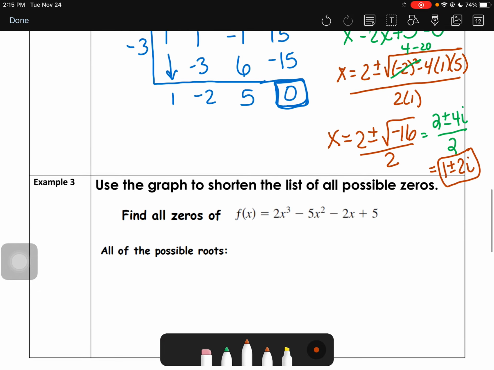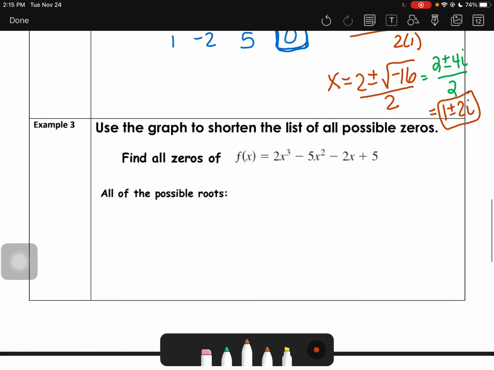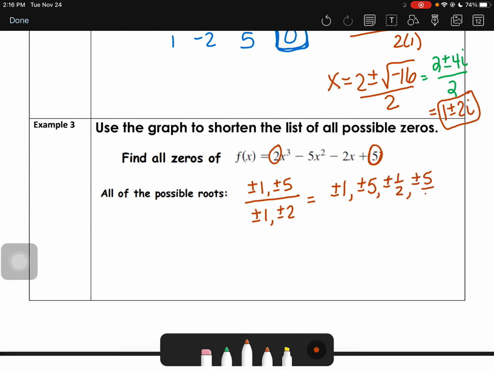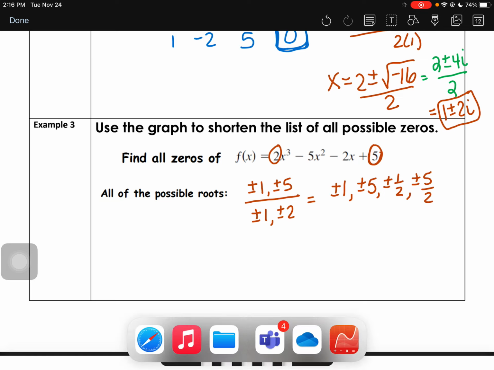So if we want to find, again, all of our possible roots, remember the first thing we do is find all of the factors of 5. So we'd have plus or minus 1 and plus or minus 5. And we're going to divide them by the factors of our leading coefficient, which is 2. So we have plus or minus 1 and plus or minus 2. So we have to simplify. 1 divided by 1 is 1, and 5 divided by 1 is 5. Then we take the 1 and divide it by 2 to get 1/2, and we take the 5 and divide it by 2 to get 5 over 2.